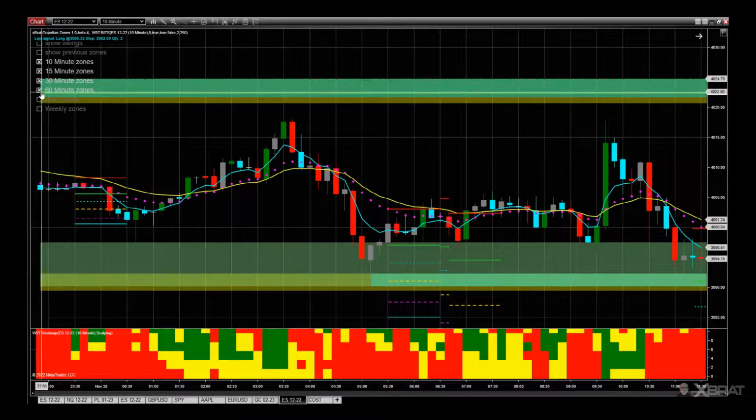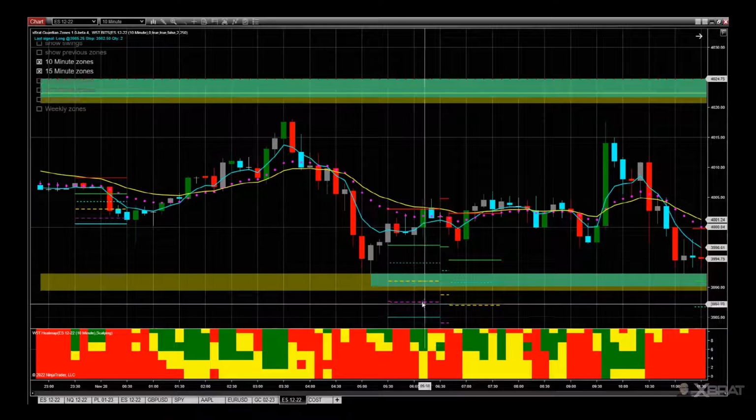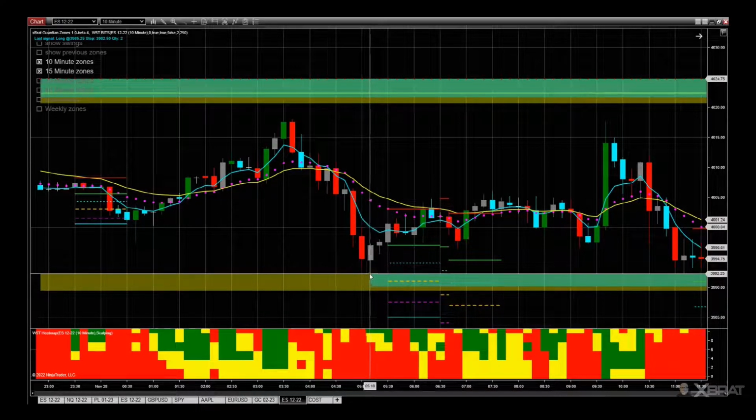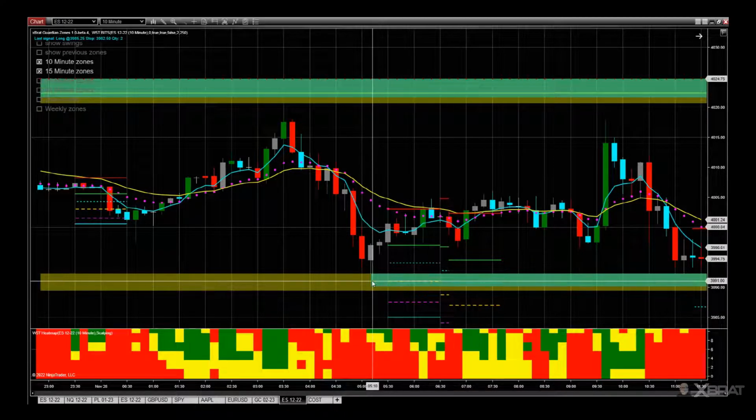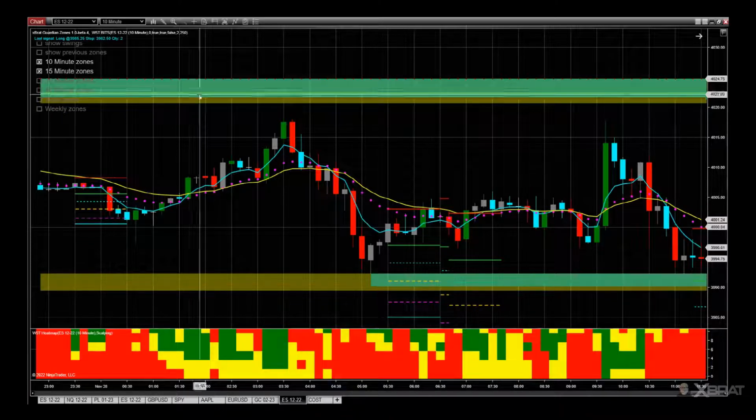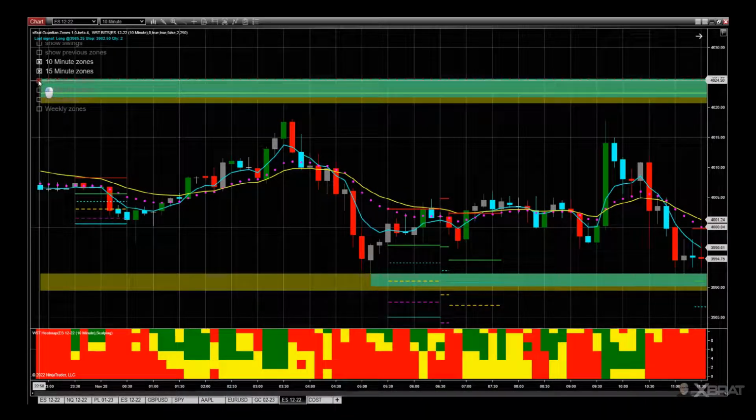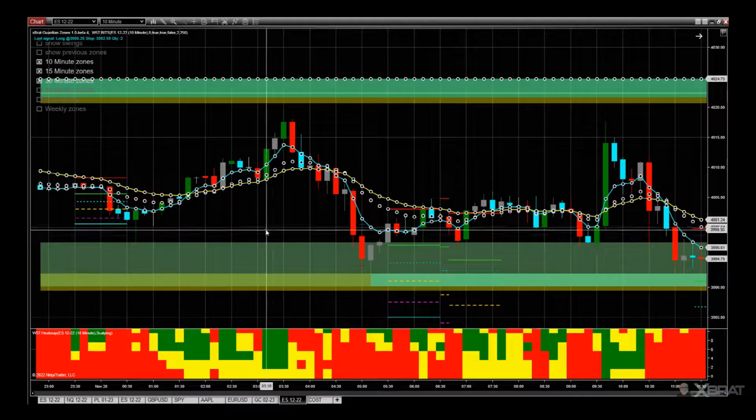If I've got 60 minute zones on there and 30 minute zones, and I take them off, we're still on the 10-minute zone here. This is another zone that's just starting there on the 15. I put the 30s on. You can see this is a very, very strong support and resistance zone.